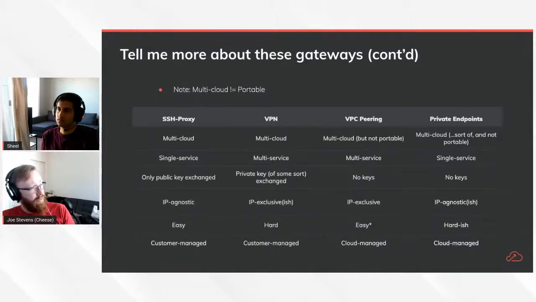You do have to exchange a private key. Technically, it's a pre-shared key, but you have to do that. It is IP exclusive-ish.